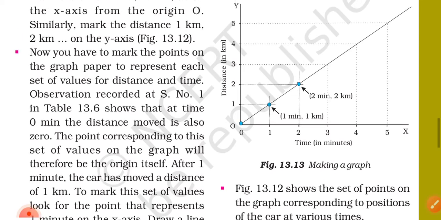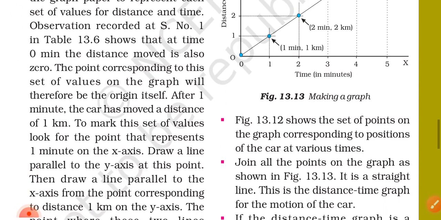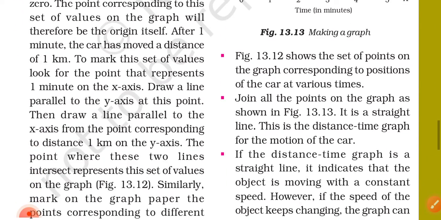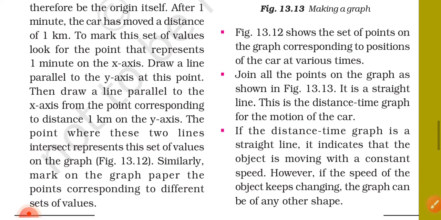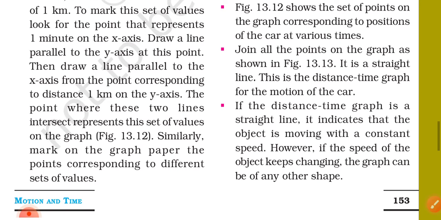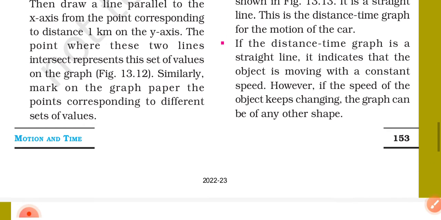Figure 13.3, making a graph. Figure 13.12 shows the set of points on the graph corresponding to the position of the car at various times. Join all the points on the graph as shown in figure 13.13. It is a straight line. This is the distance-time graph for the motion of the car.